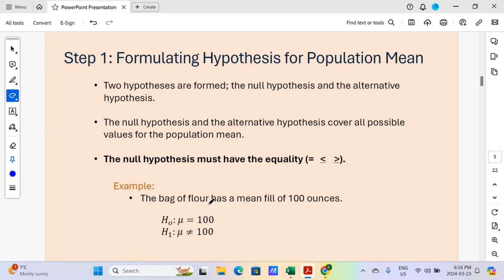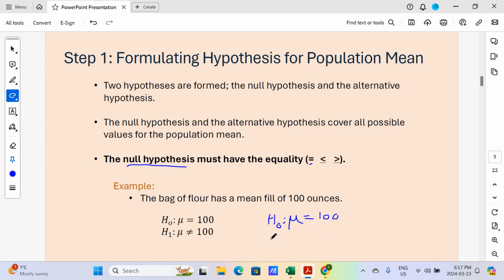So for example, let me show you how to formulate H0 and H alternative, null hypothesis and alternative one, for this example. Example says the bag of flour has a mean fill of 100 ounces. Okay, so I'm testing if the mean is 100. Because I have equal sign and we need to have the equal sign in the null hypothesis, H0 would be mu equals 100.